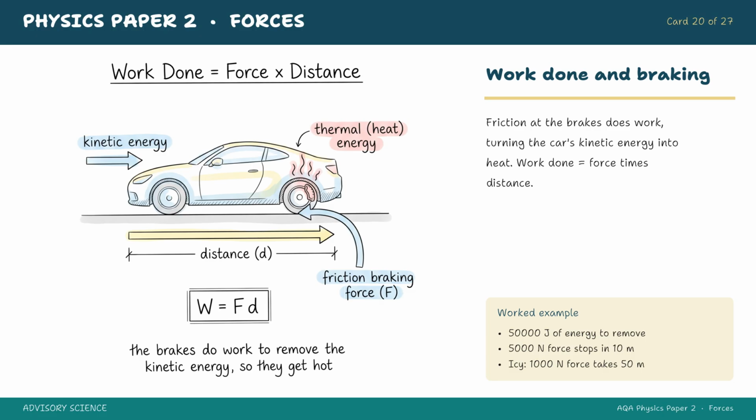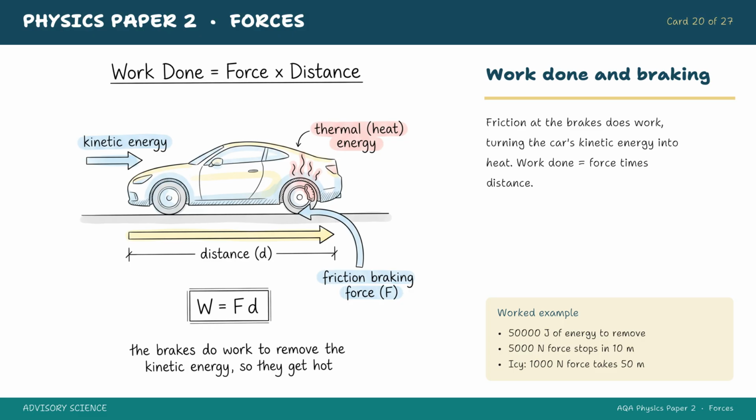Let's say a moving car has 50,000 joules of kinetic energy. To stop the car, the brakes must do exactly 50,000 joules of work. If the driver slams on the brakes and creates a massive friction force of 5,000 newtons, we can find the distance. 50,000 divided by 5,000 means the car stops in 10 meters.